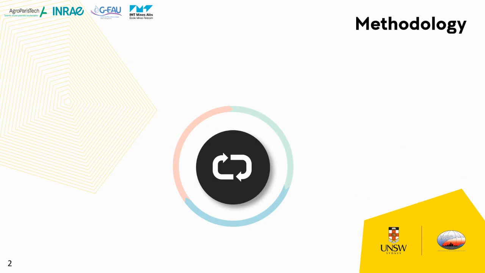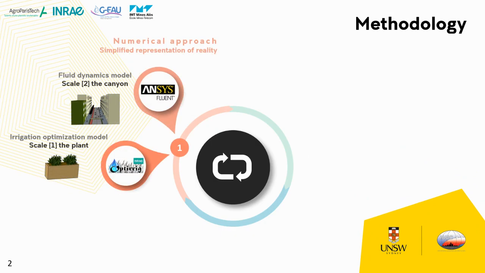So as a methodology, the project is divided in three main activities: the numerical approach, so the models, they are a simplified representation of the reality. And here we are working with two softwares, OptiRig to model the plant and the water management, and ANSYS Fluent, a fluid dynamical model to model the scale of the canyon, so the urban flow.